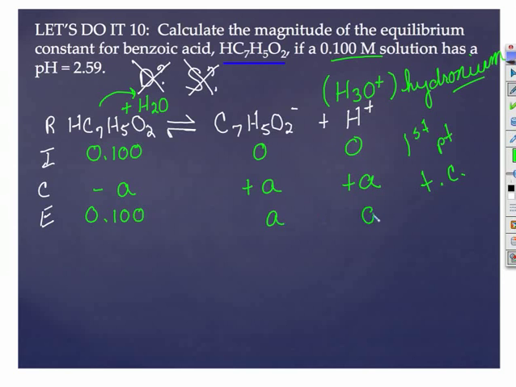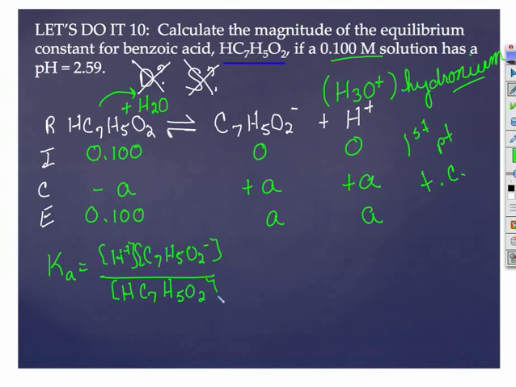You saw very similar ones in the equilibrium unit. I strongly recommend, if it's not asked, you do it anyway. You write this in symbolic form, C7H5O2 minus over the original benzoic acid. I'll draw a picture of that in just a minute so you can get a sense of chemically what that looks like at the molecular level.